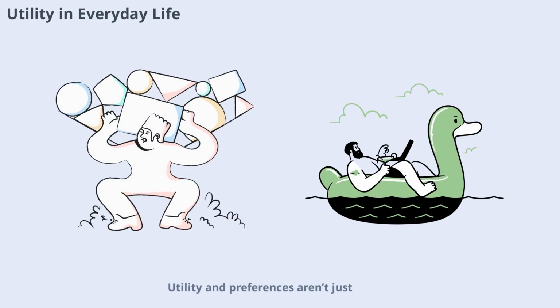Utility and preferences aren't just abstract concepts, they shape our daily decisions. From choosing what to eat for breakfast to deciding how to spend our free time, we constantly weigh our options and make choices that maximize our satisfaction. Understanding these concepts can help us make more informed and satisfying decisions in everyday life.